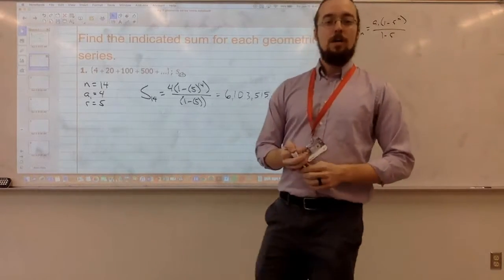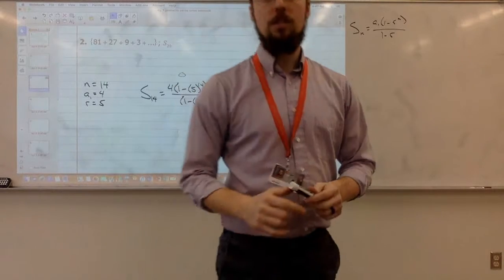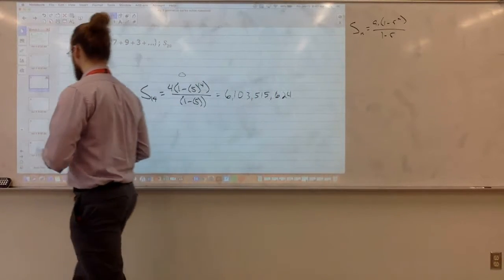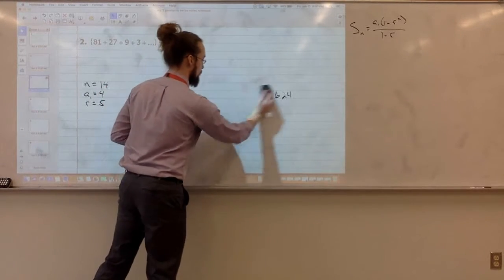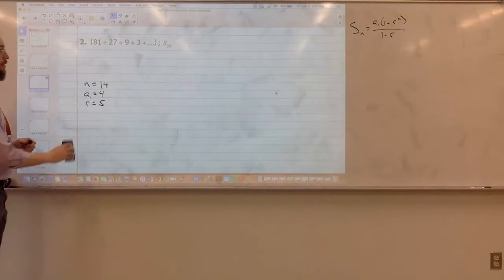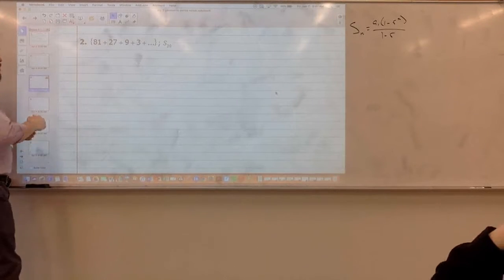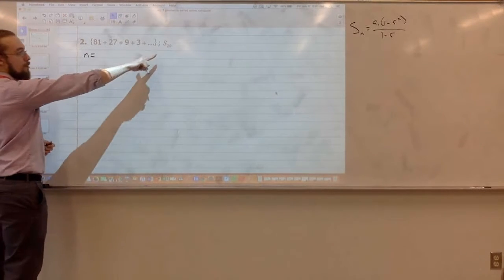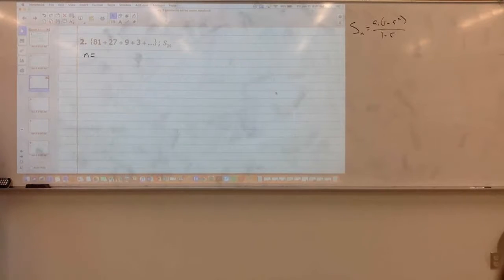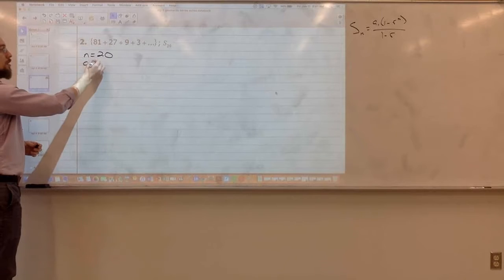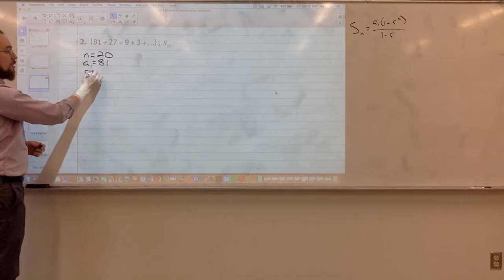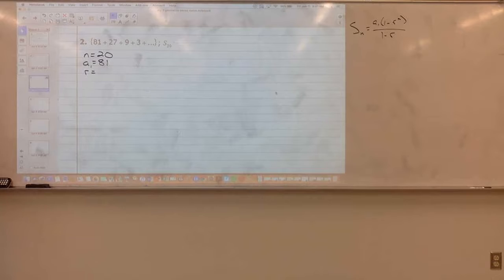So, the next one is the same idea. I need to collect these same 3 pieces of information. I need the number of terms, the first term, and the common ratio. So, my number of terms I'm given here is just 20. My first term, I can see, is 81. We're dividing by 3. It's gone down by 54.